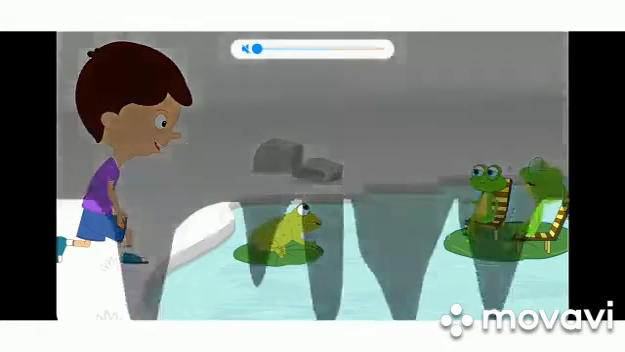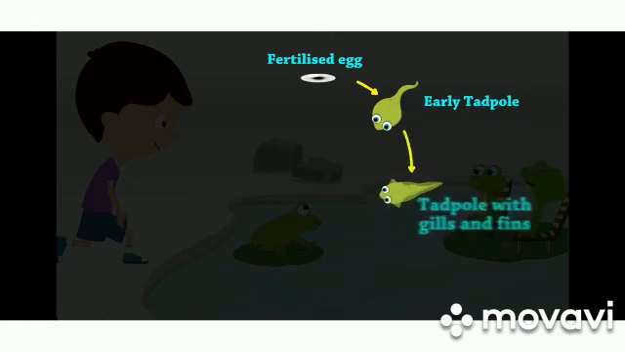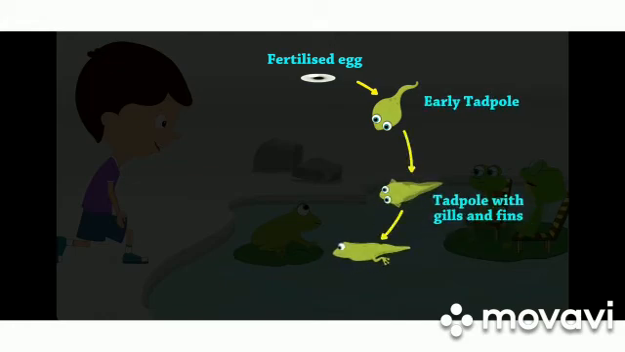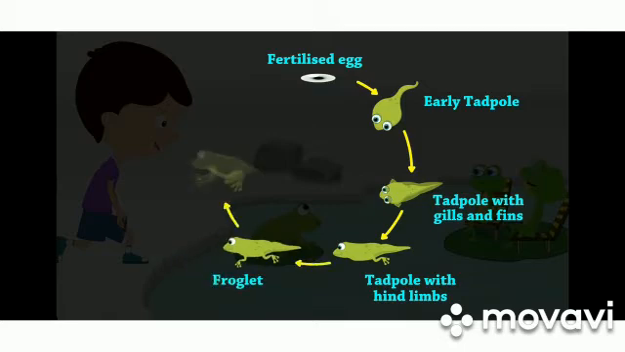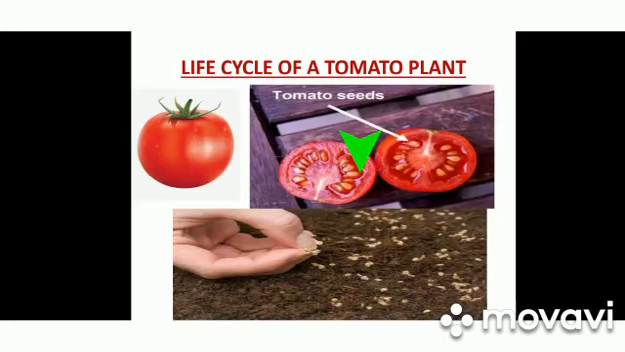So, understood the life cycle of a frog? In the first stage, it is a fertilized egg. Then it changes its state to a tadpole with gills and fins, with front legs, then with 4 legs. Then it changes to a froglet and then to the adult frog. Now we will learn the life cycle of a tomato plant.